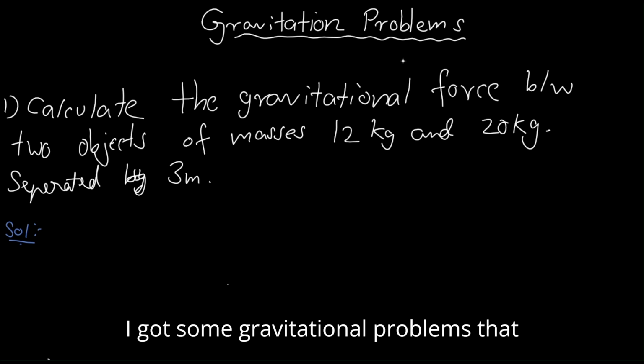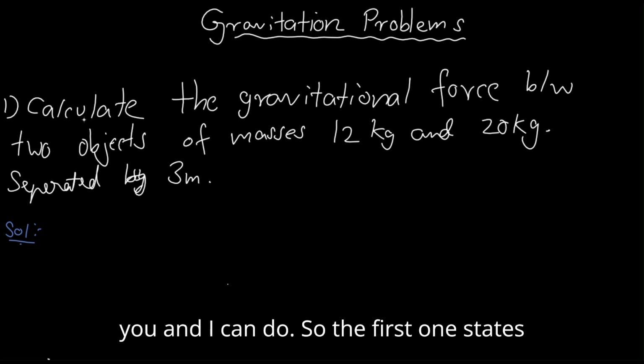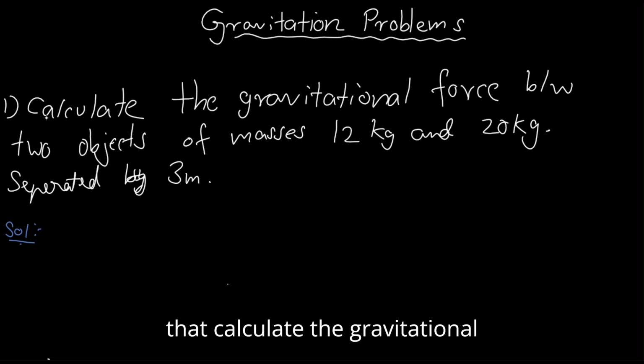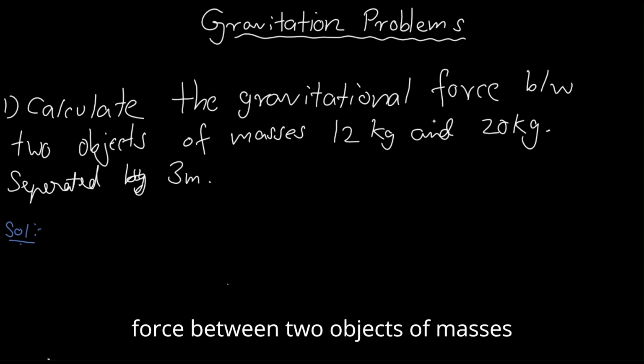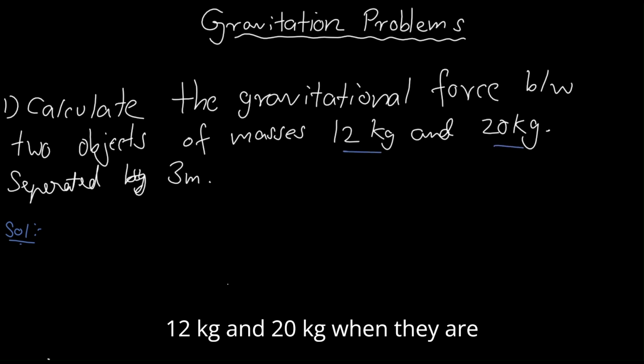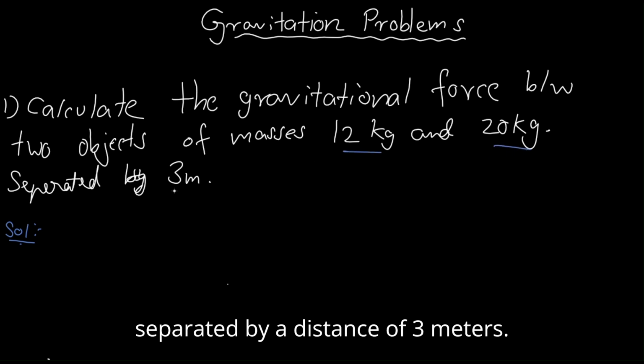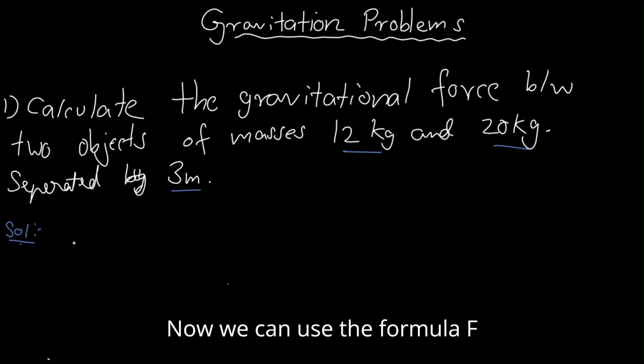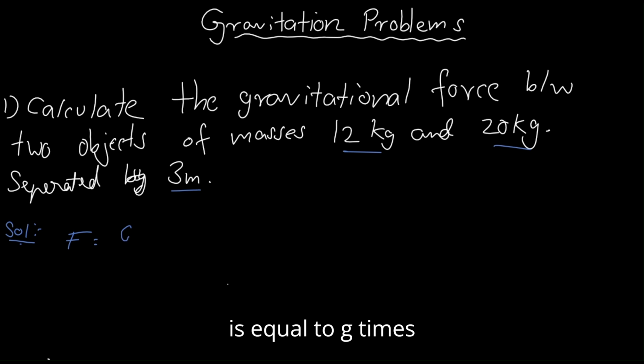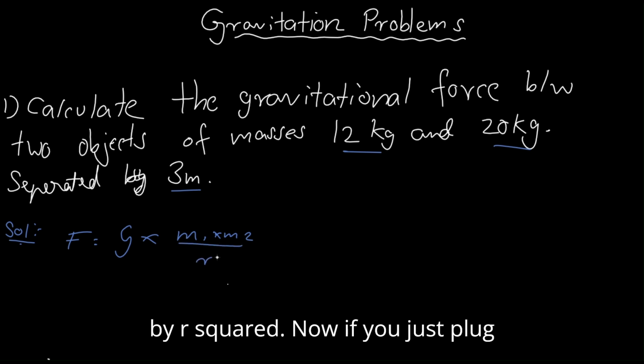I got some gravitation problems that you and I can do. So the first one states: calculate the gravitational force between two objects of masses 12 kg and 20 kg when they're separated by a distance of 3 meters. Now we can use the formula F is equal to G times m1 times m2 by r squared.